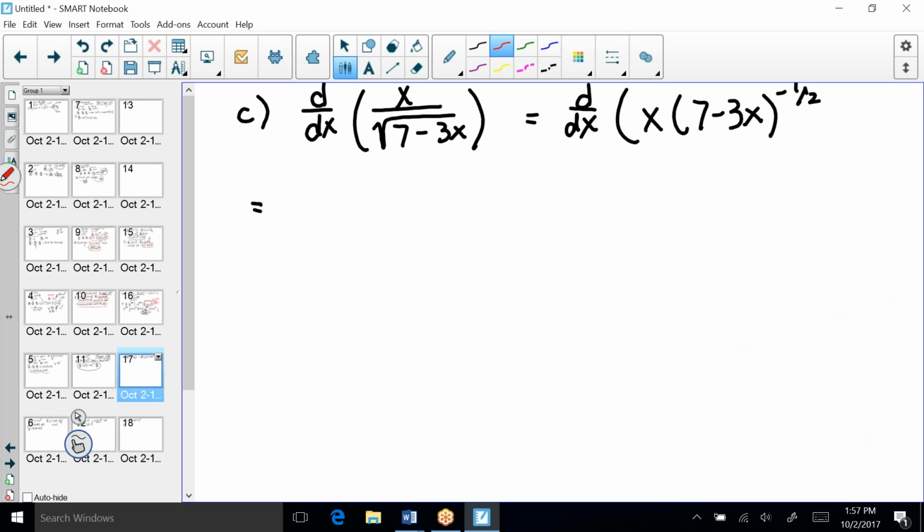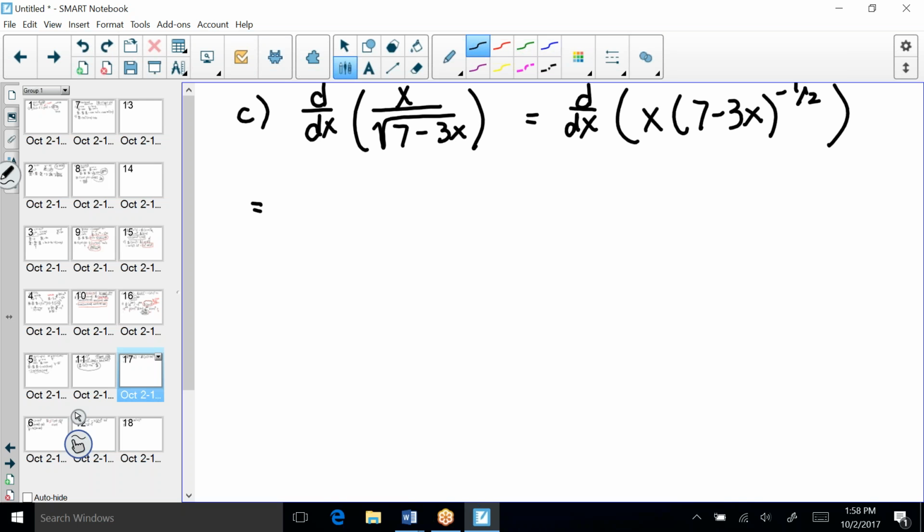All right, so let's take a look at C. This one I haven't finished yet, so we can do this together. So x over the square root of 7 minus 3x. And again, it might be easier to rewrite it as x times 7 minus 3x to the negative 1/2. And let's take this derivative. So in order to do that, we now have a product of two things. We have x times 7 minus 3x to the minus 1/2.